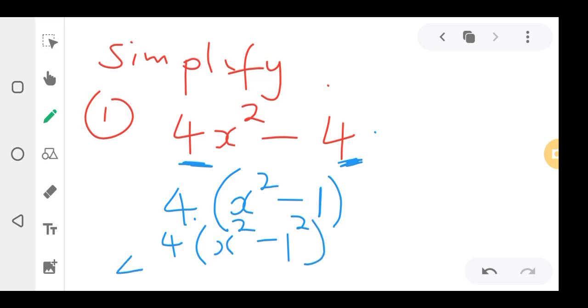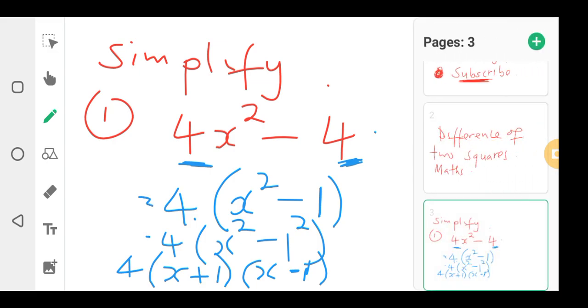So you put your 4 there, and then open bracket, x plus 1, closed, and then open bracket again, x minus 1. So that is the answer. 4, open bracket, x plus 1, closed, open bracket, x minus 1. That is the answer. That's how you solve this type of question. Okay, you solve them like that. Example 2.